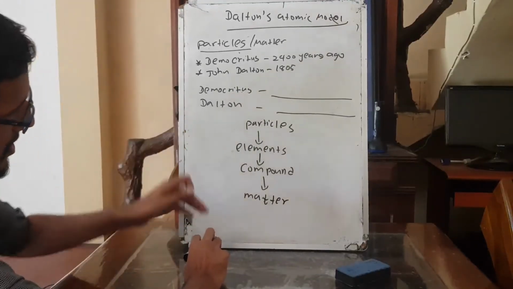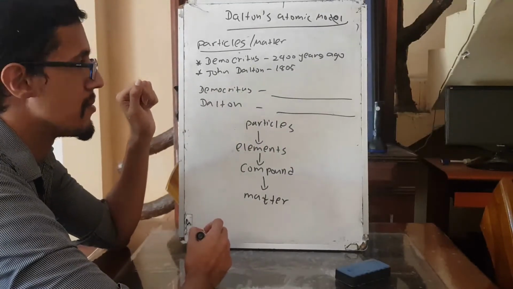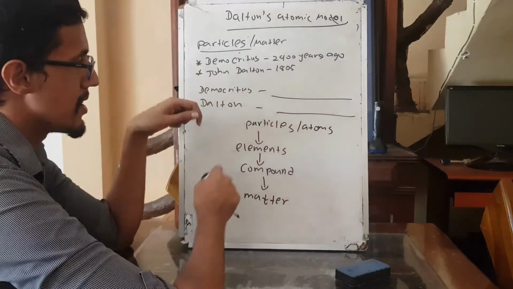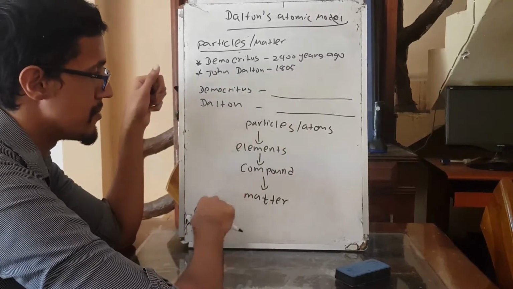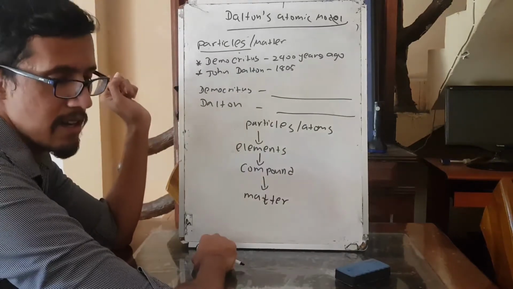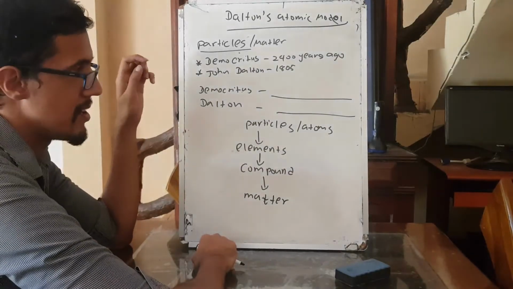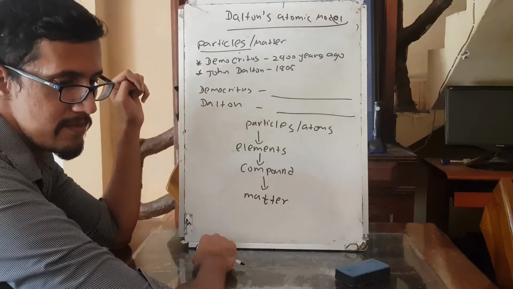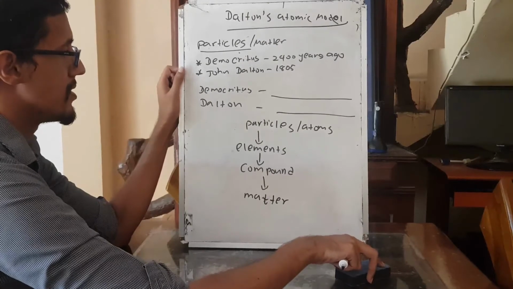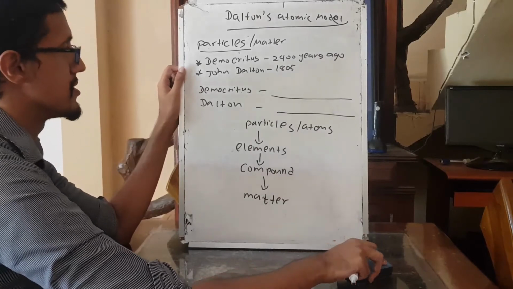So this is the idea we have to get from this lesson. Particles are the tiniest things. Particles, or call them atoms. So atoms together make elements. Elements together make compounds. Compounds together make matter. So we have to write this note in your book. I'm sending a screenshot. Then we'll discuss elements and compounds and the difference between them.